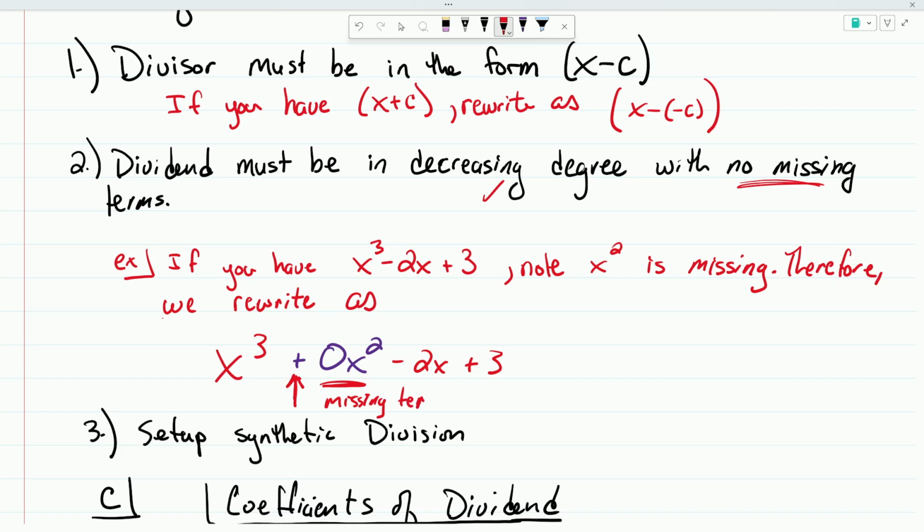And we do that just by putting a 0 in front. That doesn't change the problem at all. It's just that now you have that missing term identified.